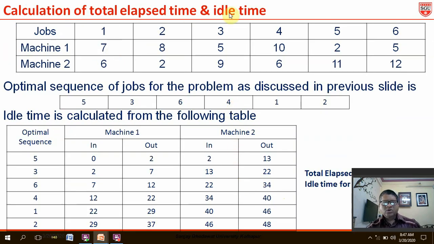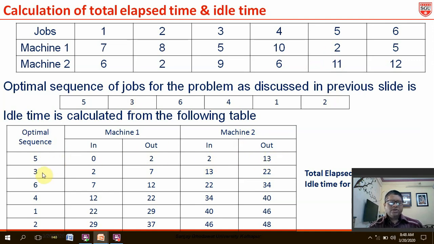Let us see how to calculate the total elapsed time as well as idle time for the same exercise that we have just completed. In the first column, we write the optimal sequence obtained using Johnson's algorithm. Then machine 1 and machine 2: we load the job first on machine 1 and then on machine 2. Job 5 is first in sequence, with 2 units on machine 1 and 11 units on machine 2. On machine 1 it starts, and after 2 units the job is completed. Once completed, it is transferred to machine 2, where it takes 11 units. So after starting at 2 units, it will be completed after 13 units.